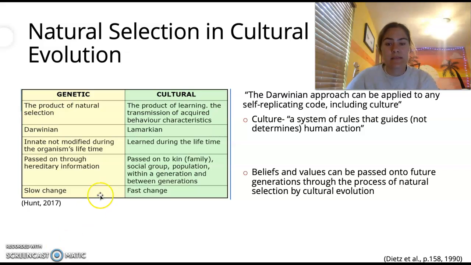And as you can see from this table here on the screen, cultural evolution is when behavior or cultural characteristics are passed on to members of a family or societal group between generations, much like on the genetic side of the table, how genes and traits are passed on through heredity information from parent to offspring.